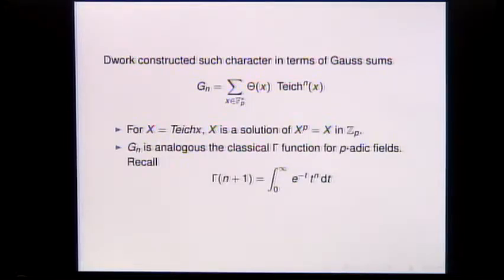Okay, so I'll give later an intuitive notion of the Teichmüller representative. So this Gn, this Gauss sum, if you're not familiar with it, is a p-adic version of what the classical gamma function is. It's analogous to the classical gamma function. Recall, this is your classical gamma function, and if you look at it, it is the product of an additive character times a multiplicative character. And that's precisely what we have here. You can see the similarities. In fact, this will be a p-adic version, we will give you what a p-adic gamma function is.